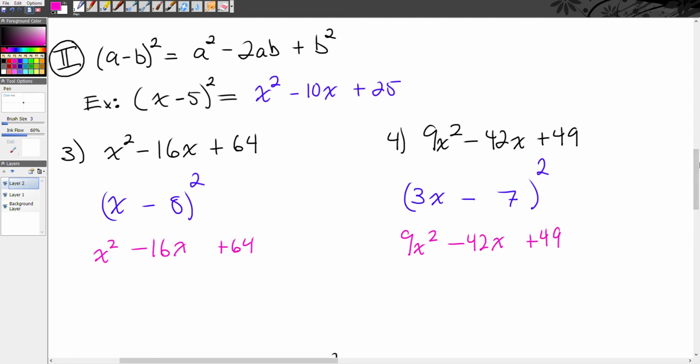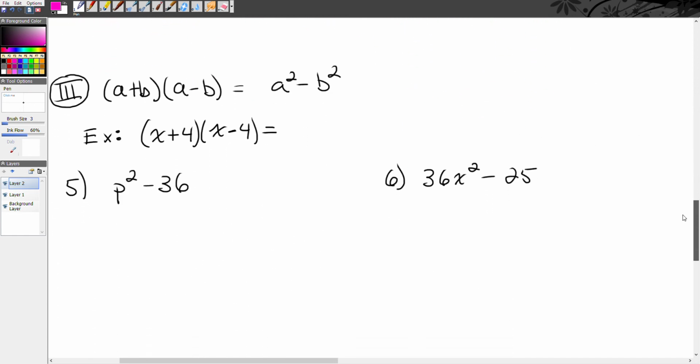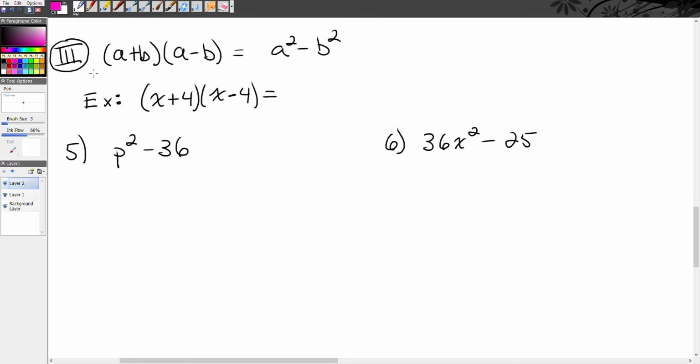All right, third and final example for this video. And that is a special case of a plus b times a minus b. And if you remember, in this case, the middle terms end up canceling each other out. So you end up with a squared minus b squared. So for example here, x plus 4 times x minus 4, okay?